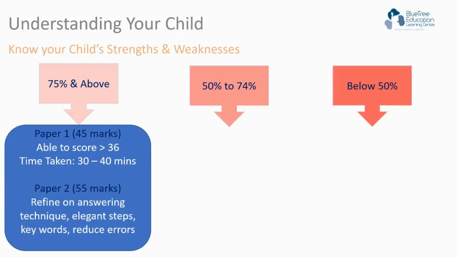Give your little kids a push. Instead of a 1 hour paper, just start with 45 minutes and then later squeeze up to 40 minutes and 30 minutes and see if your child can finish it with a very good score. 36 marks and above, we're looking at trying to push to 42 and above, okay? Paper 2, we're looking at refining of answering techniques.